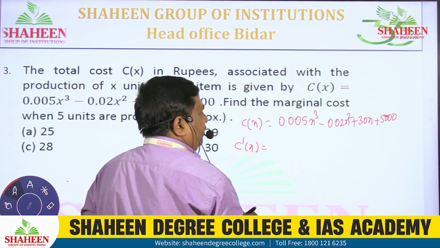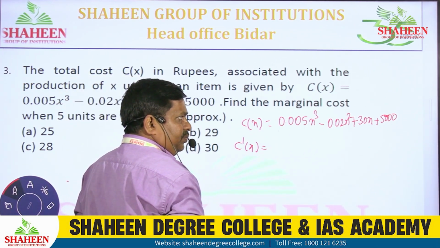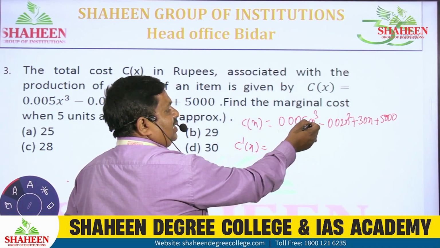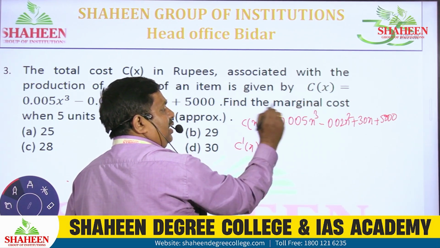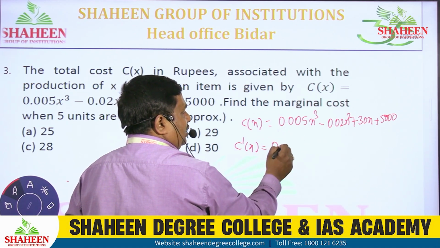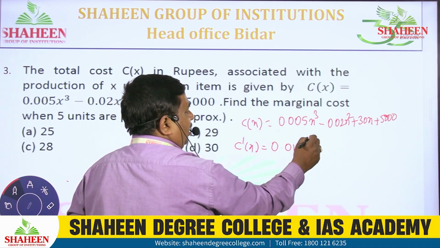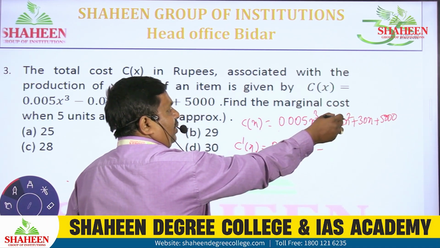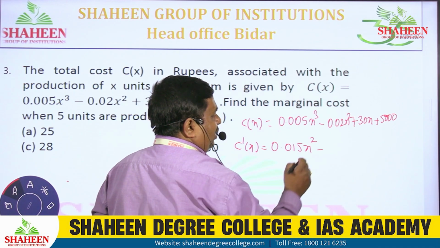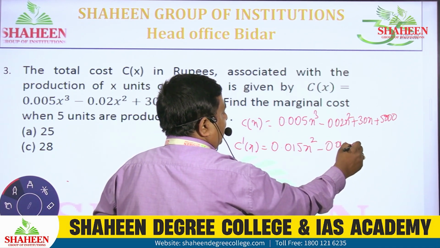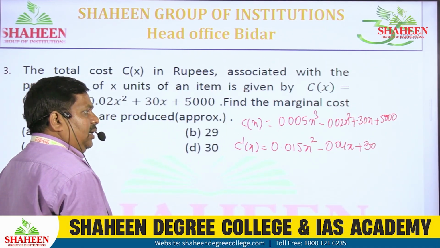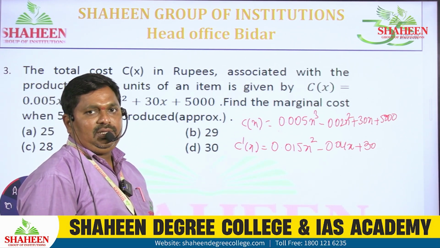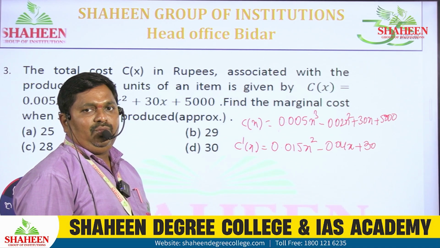Then differentiation of 0.005 x cube: this 0.005 stays as it is, and the derivative of x cube is 3x square, which means the power 3 is multiplied to the coefficient. 5 threes are 15, so this becomes 0.015 x square, minus, the derivative of x square is 2x, where 2 is multiplied to this coefficient. This becomes 0.04x, plus 30x derivative is 30, and 5000 derivative is 0. Now this is the derivative, so we are finding the amount of marginal cost.